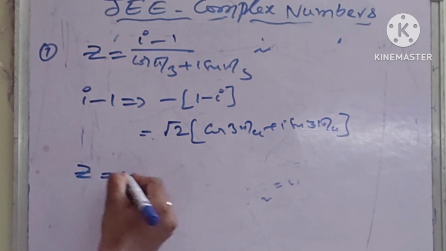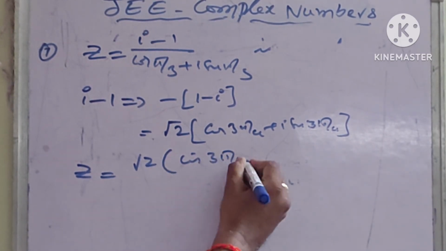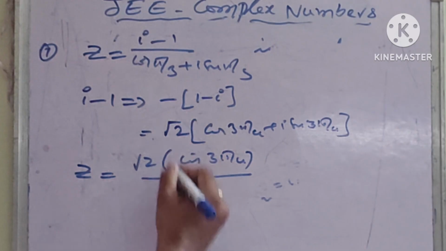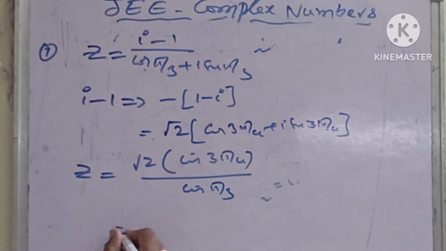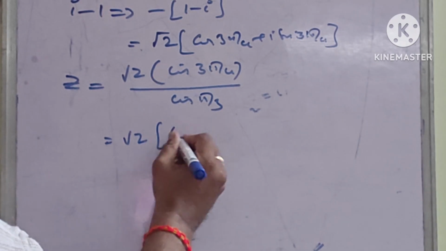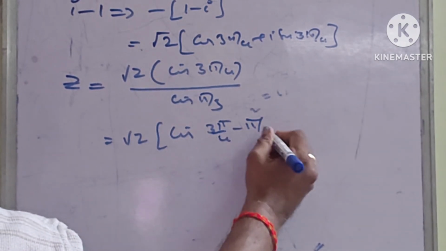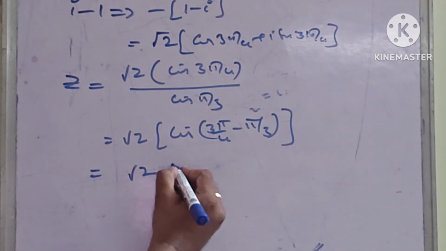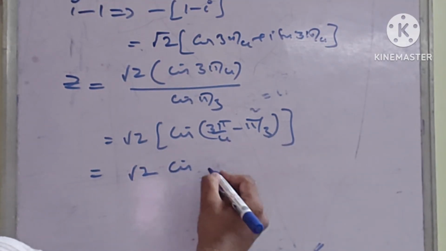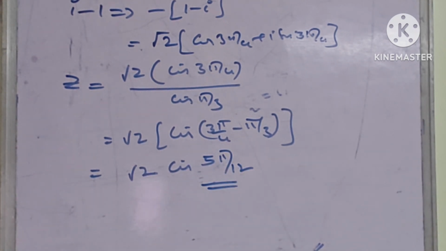Now z is equal to root 2 into cis 3 pi by 4, divided by cis pi by 3. So root 2 into cis of 3 pi by 4 minus pi by 3. So here root 2 into cis of, LCM is 12, that is 5 pi by 12. So the answer is root 2 cis 5 pi by 12.